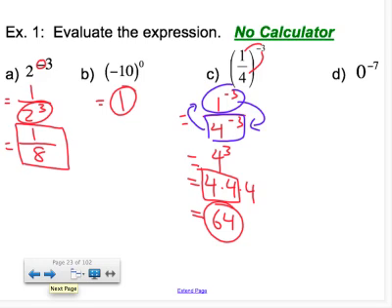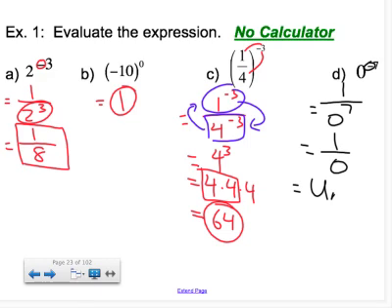And then finally, if you look at D, it says 0 to the negative 7. So to get rid of the negative, I've got to move it to the bottom. So it's 1 over 0 to the 7th. Well, 0 to the 7th is just 0, and anything divided by 0 is undefined. Okay? 0 to the negative 7 is undefined.